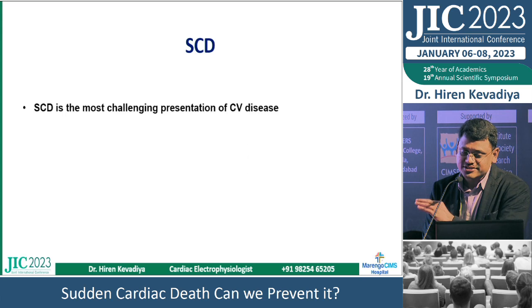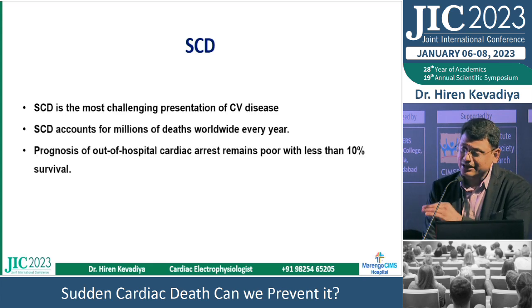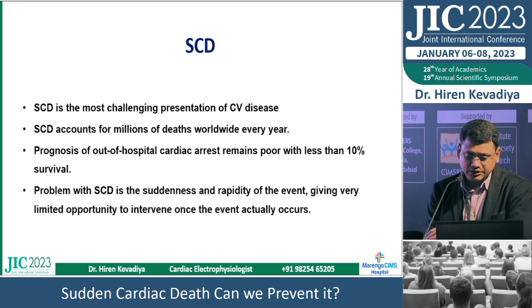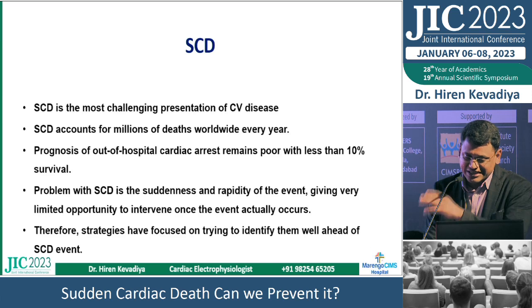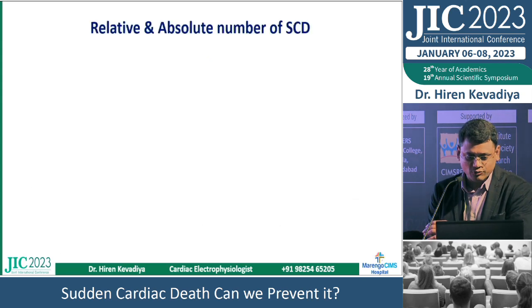SCD is one of the most challenging presentations of CV disease, and accounts for millions of deaths. We know that out of hospital cardiac arrest prognosis is very poor. Less than 10% of people will survive if they have a cardiac arrest outside the hospital. The problem is that it is very sudden and rapid and gives a very limited opportunity to intervene or do something to make that person survive. That's why we need strategies to identify them well ahead of the sudden cardiac death event. That is the most important part.